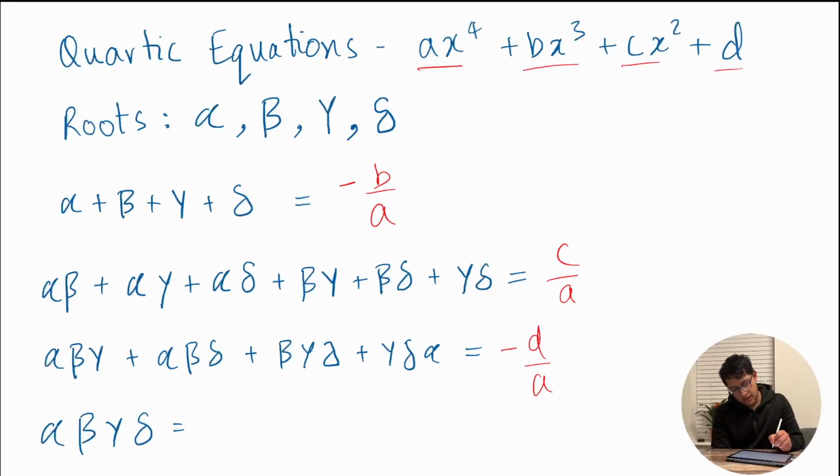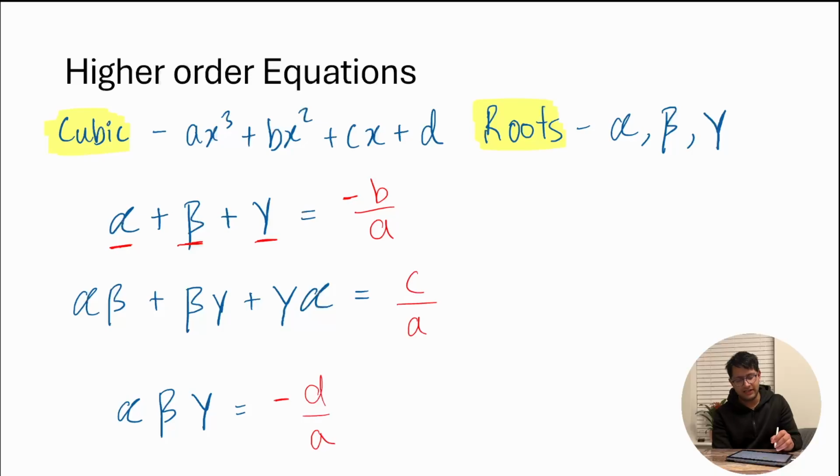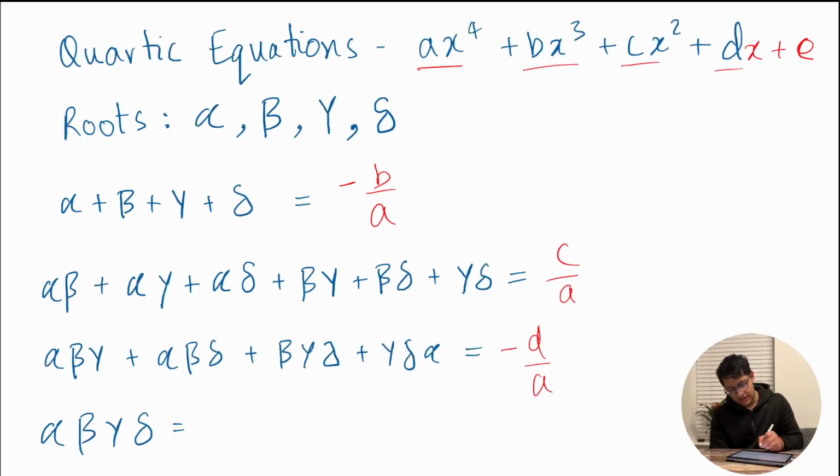Oh, sorry, it's meant to be dx. This is why I was wondering, why is there only d? Because there's a d here. And then the quartet, or the product of all the roots in this case, will be e by a. Cool?